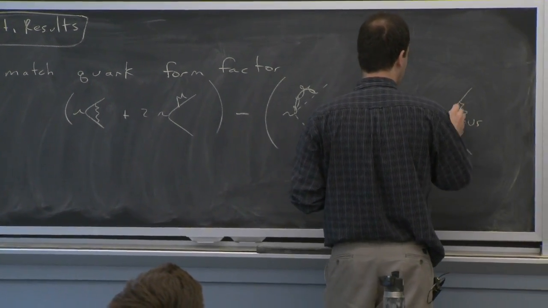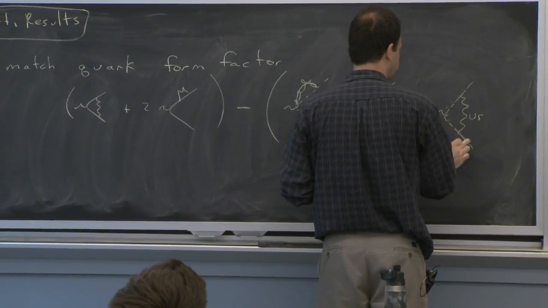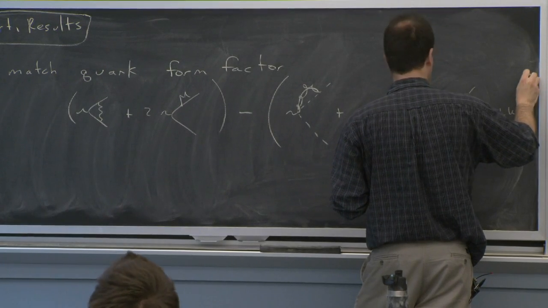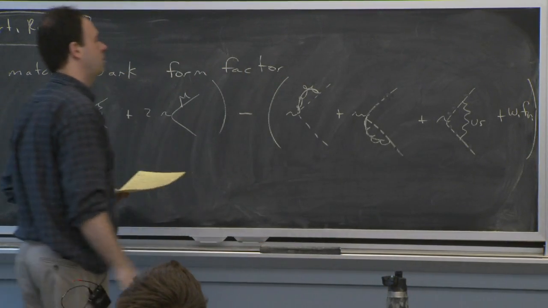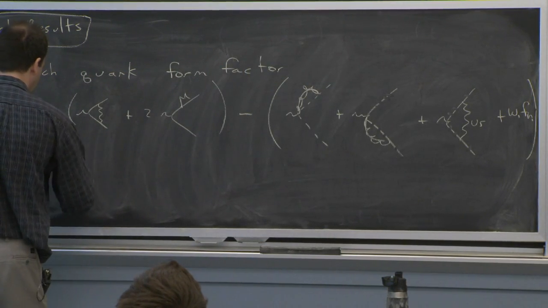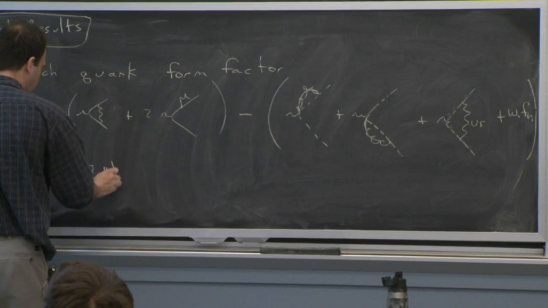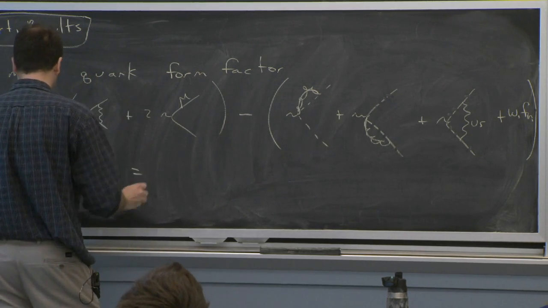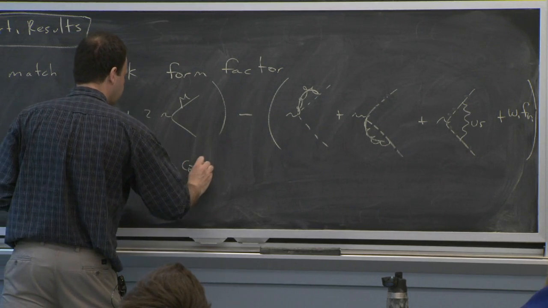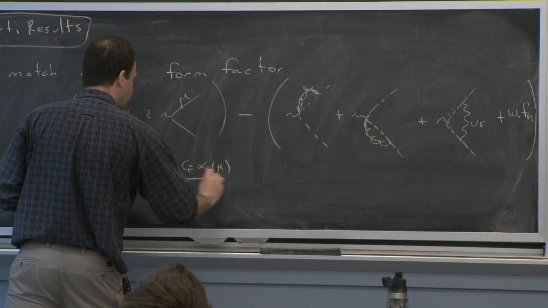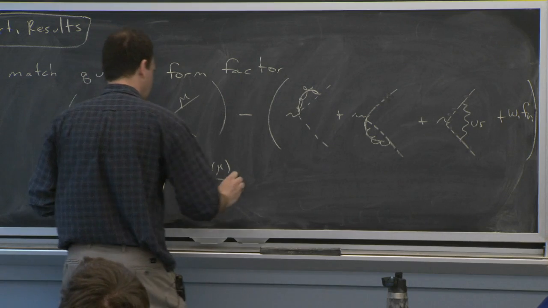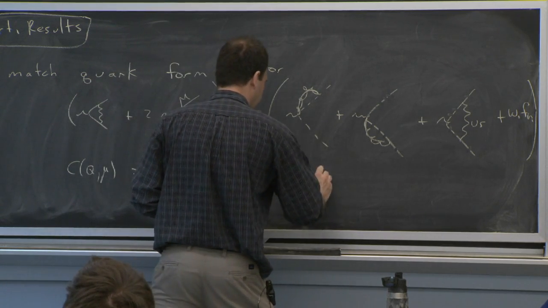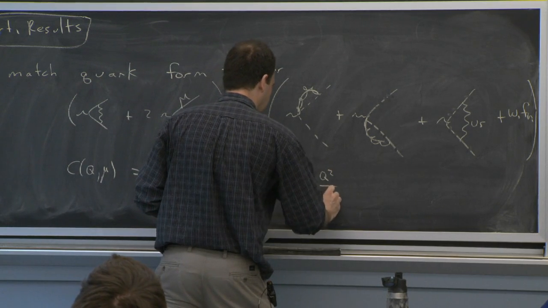So those are collinear gluons. This is an ultrasoft gluon. And there are some wave function graphs that you can consider. We form the difference, and at one loop, we check that all the IR divergences between this and this cancel, and then we get the Wilson coefficient. So this is very analogous to the example that we did when we were doing a heavy-to-light current.